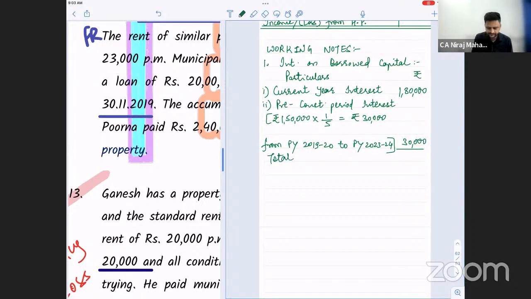Therefore, total interest accrued. Accrued means eligible. I am writing here the word eligible, for our current year, AY 23-24: 2,10,000. But why did you give the answer 30,000 or 31,000? Your logic is correct, your answer is right. But why did you give me that answer?